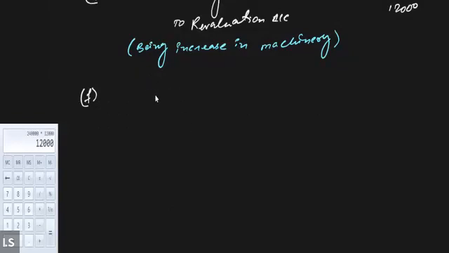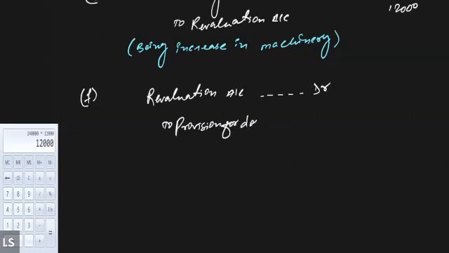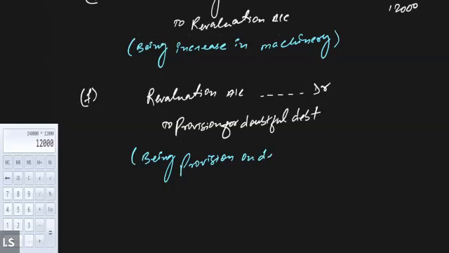Since it is a loss for the business, I'll write down revaluation account debit to provision for doubtful debt. Being provision on debtor made.